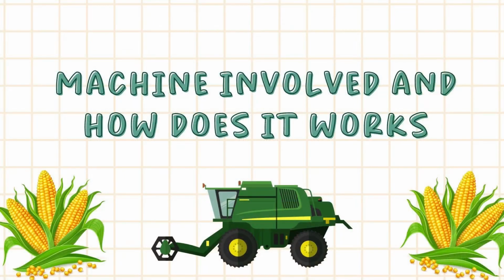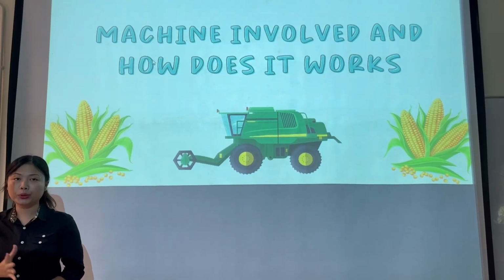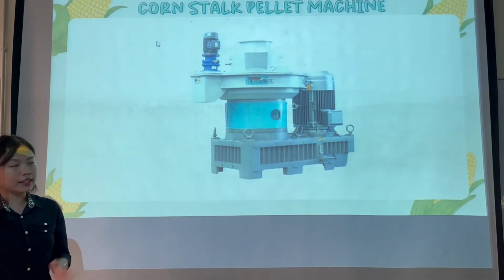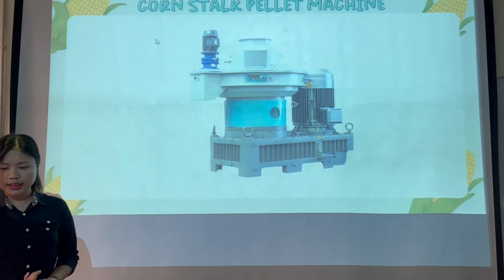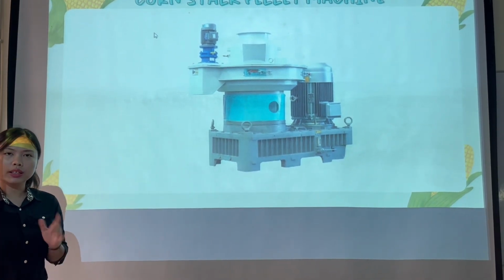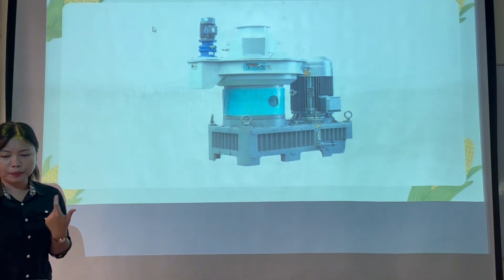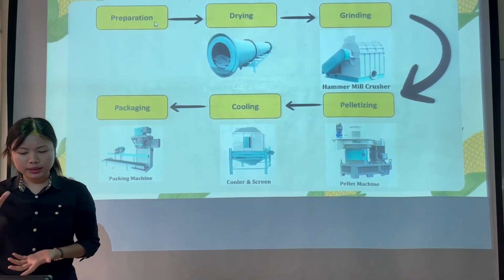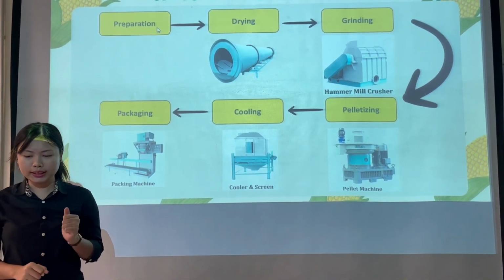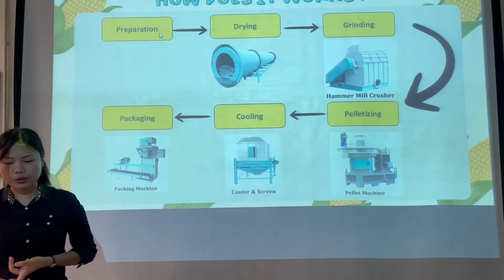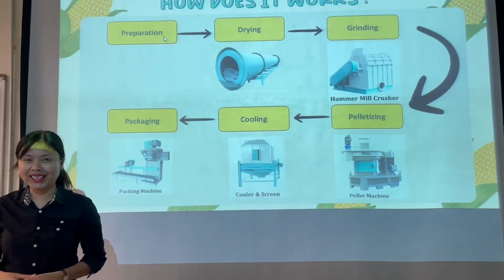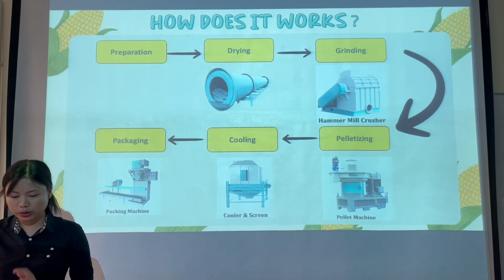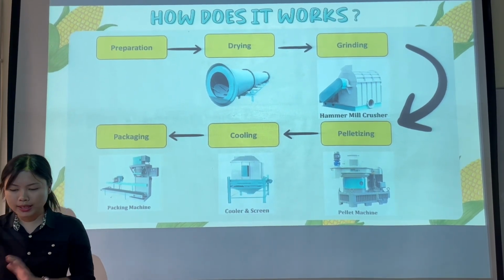Okay, next. Now I'm going to present the machines involved and how they work. Firstly, this is a corn stalk pellet machine, and there are a lot of processes when making a pellet. Firstly, we do preparation. We need to gather the corn stalks before doing anything. After that, we dry the corn stalks to minimize the moisture content. Drying is necessary because high moisture content might influence the quality and combustion efficiency of the pellets.